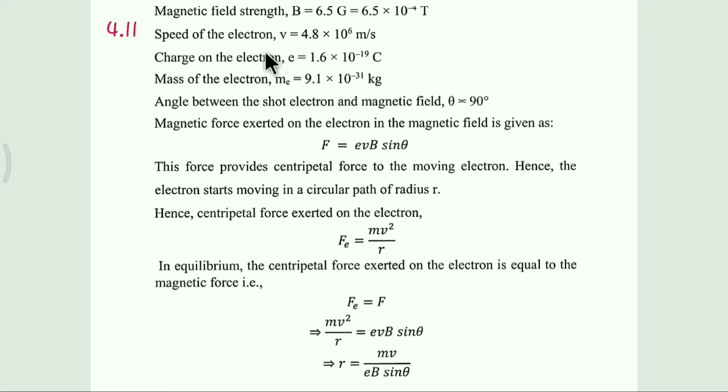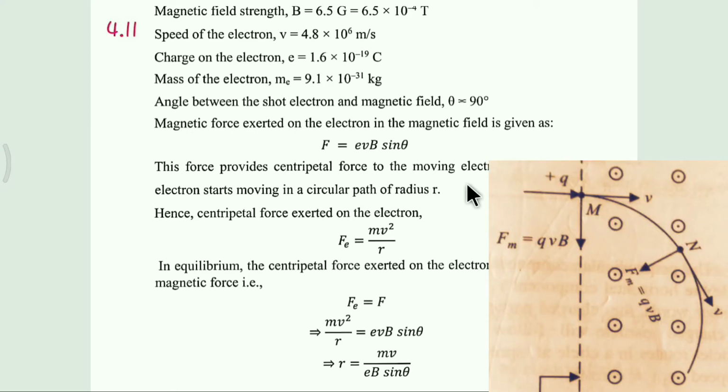Now you can see these are given: magnetic field strength, speed of the electron, charge of the electron, mass of the electron, and the angle between the velocity of the electron and the magnetic field, theta is equal to 90 degrees. The magnetic force exerted on the electron in the magnetic field is given by the formula we know, F is equal to e, v cross B. If we expand it, it will give you e v B sin theta, and this force provides the centripetal force to the moving electron.